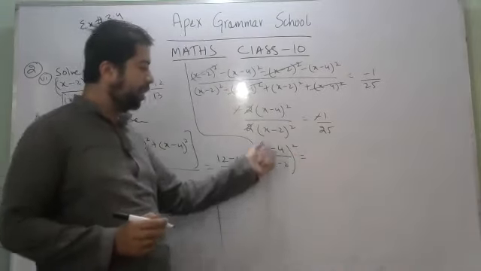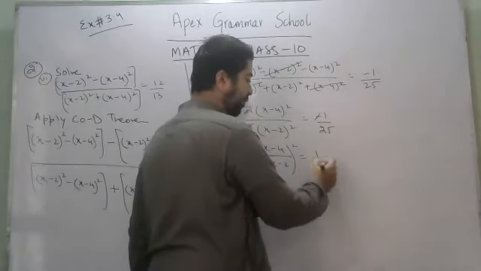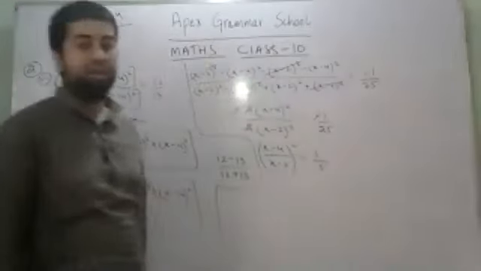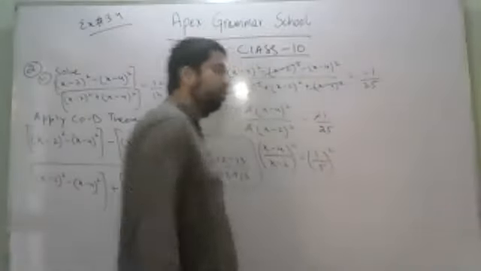We can write it as a complete square as it is. And also 1 over 25, we can write it as a square, because we know that 25 is the square of 5.